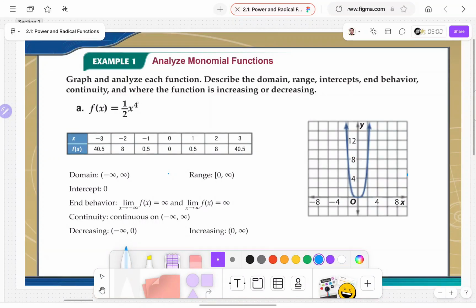The power is what? It is 4. So that means n is even. And when n is even, the graph should be a parabola. As you can see in the blue color here, the graph is a parabola.